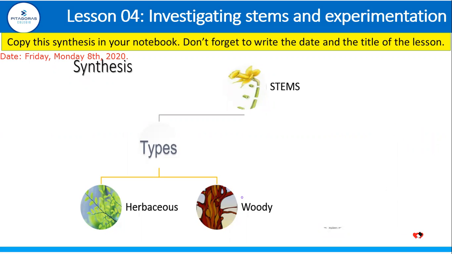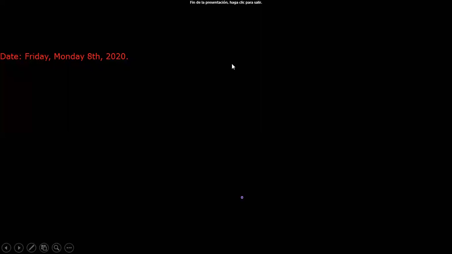We have two types, herbaceous and woody. Excellent, my dear students. Don't forget to copy this, and the class has finished. Goodbye, and see you next class.